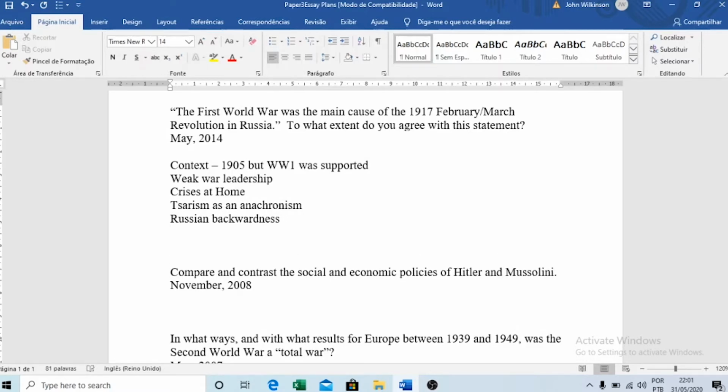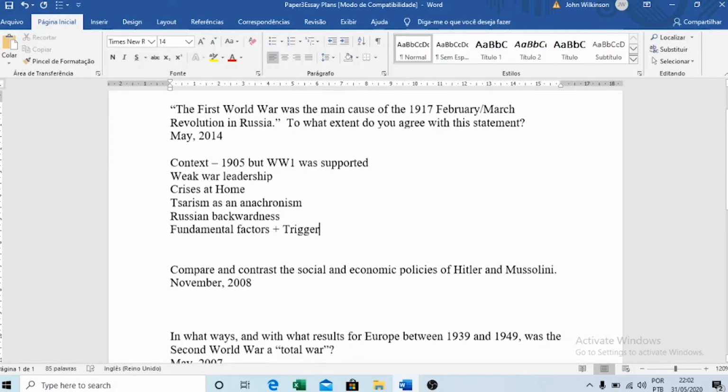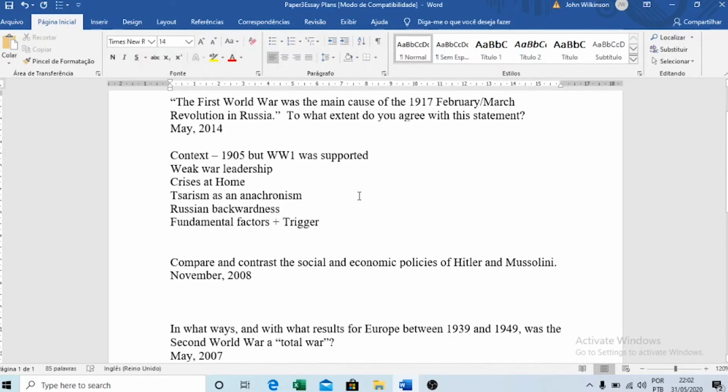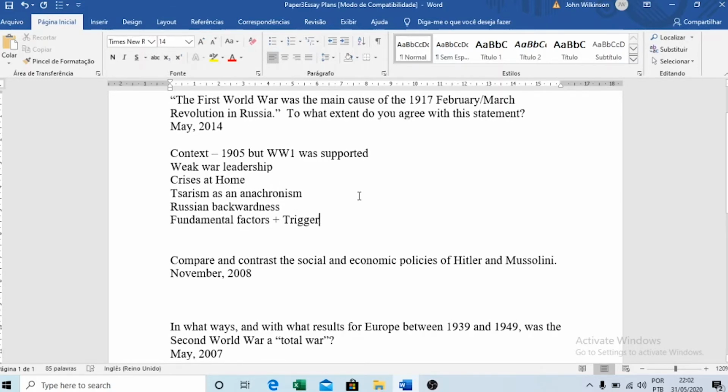I would conclude by picking up on the second half of my essay, taking it into the conclusion. I would argue that the fundamental factors, the anachronism, the backwardness, were actually more important, but that World War I was the trigger for the revolution. And so there I think we've got a good essay. Remember, I don't know how many words are there, but I'm pretty sure it's under my little target. I target 24 words. Nothing special about the 24. It's just a target so that we don't get carried away by writing too many words.